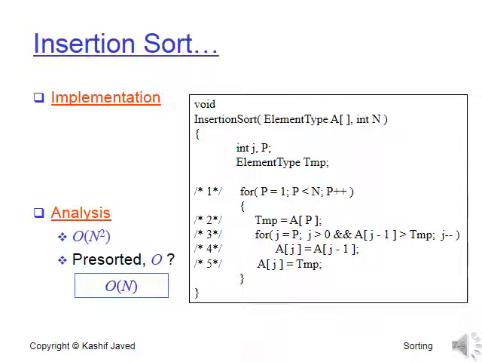Now what if the array is already pre-sorted? The order of time complexity in that case will be simply order n.